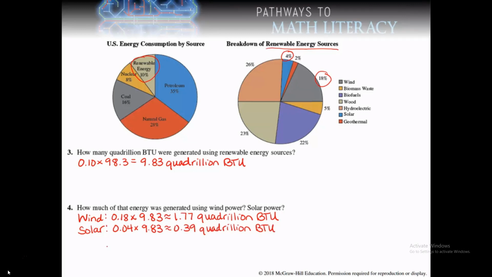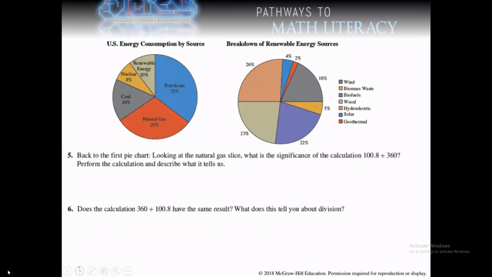In number 5, we're looking back at the first pie chart at natural gas. And so we're asked, what is the significance of the calculation 100.8 divided by 360? Well, if we do that calculation, we get 0.28. That is the percentage that was consumed by natural gas. 360 are the number of degrees in a circle. So that means that the 100.8 was the number of degrees for the natural gas slice.